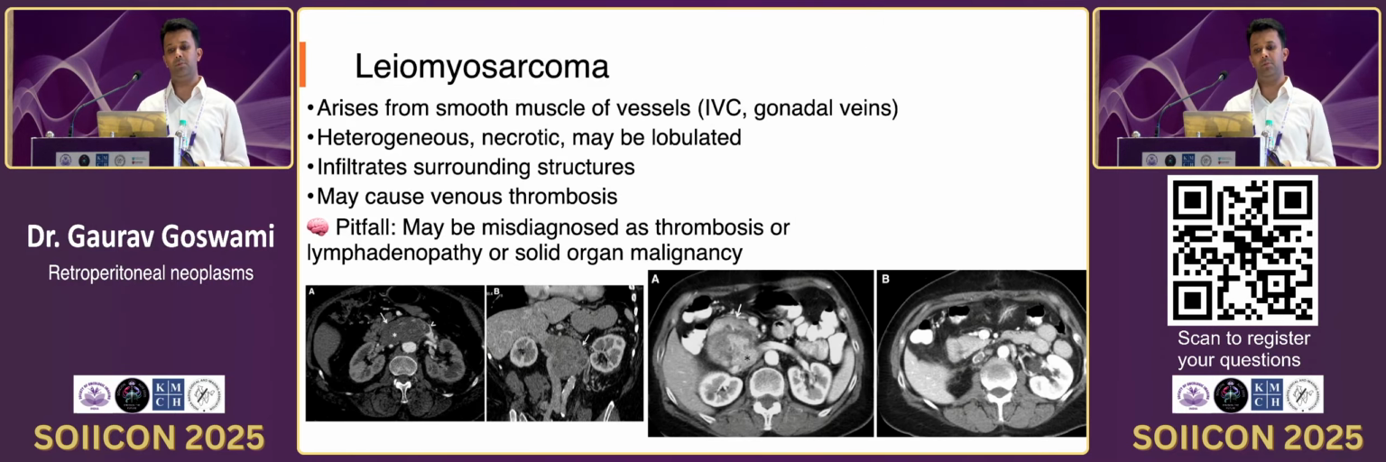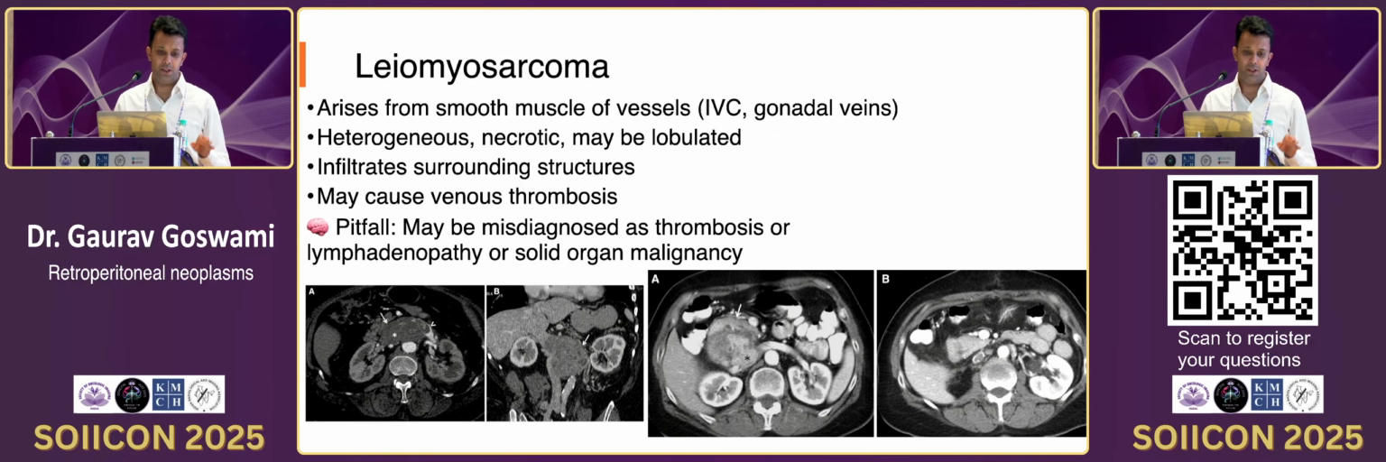Coming to the leiomyosarcoma, the second most common pathology. It arises from the smooth muscle of vessels. It is heterogeneous. Sometimes it shows necrosis and is lobulated. It infiltrates the adjacent surrounding organs. These are the four images.